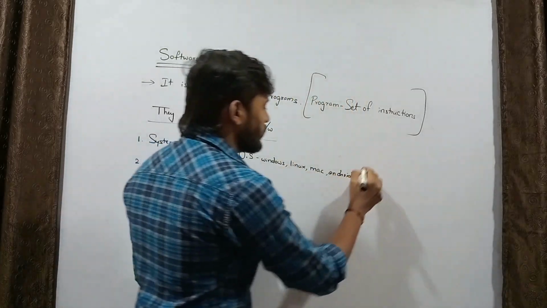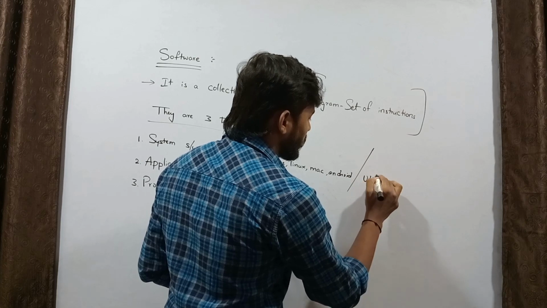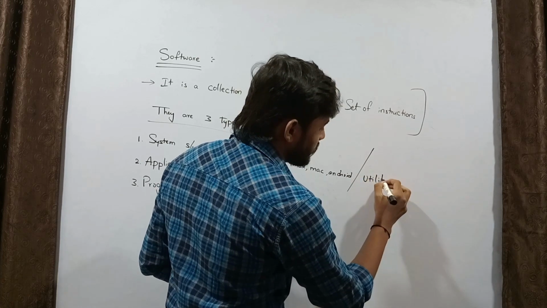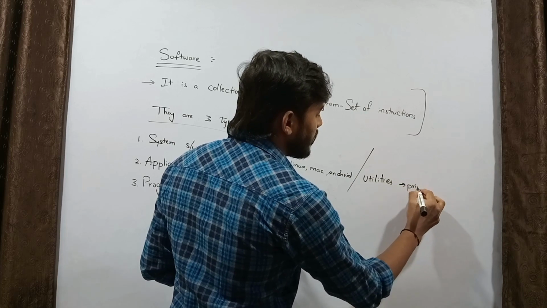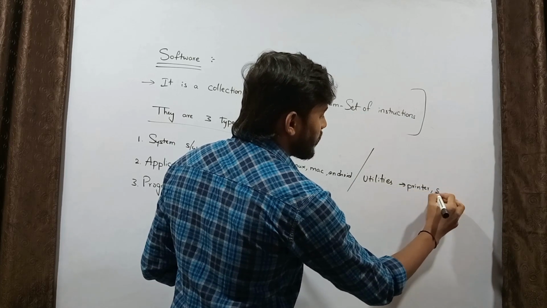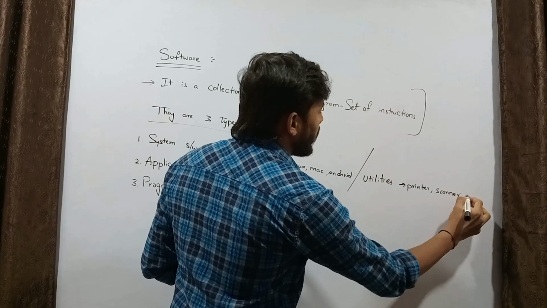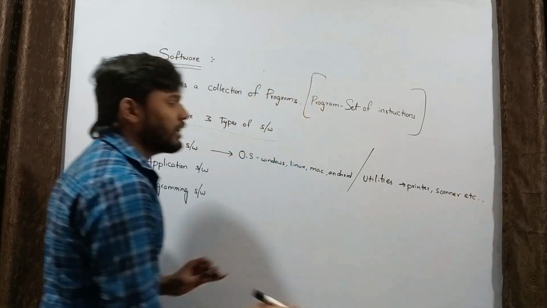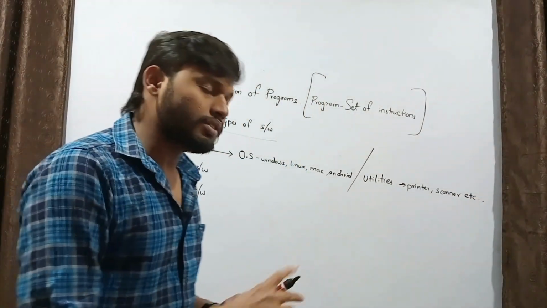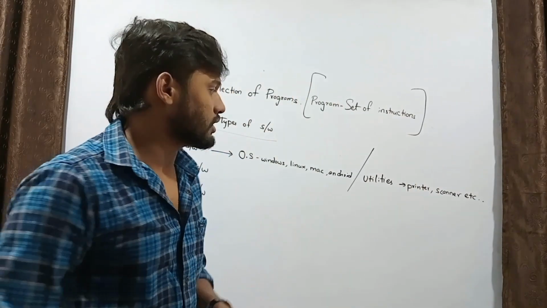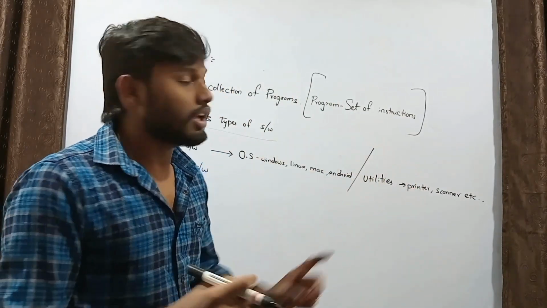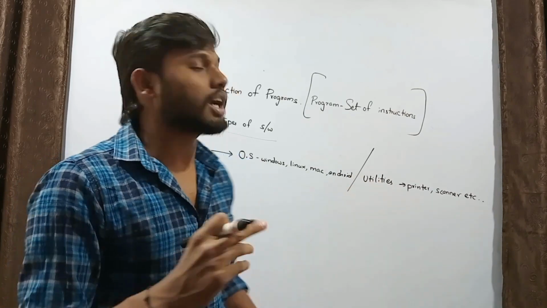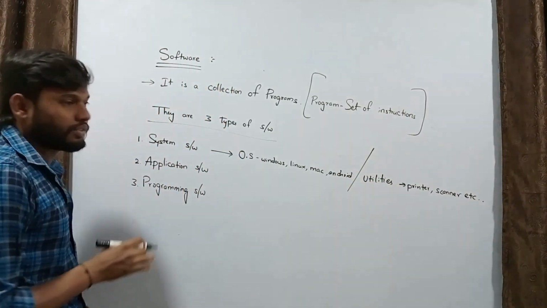And the second thing we have is utilities. Utilities means things like printer, scanner, etc. These all come under utilities. Utilities means we can use them with an operating system. We can connect this printer to this operating system and get a print. So printers and scanners are known as system software only.